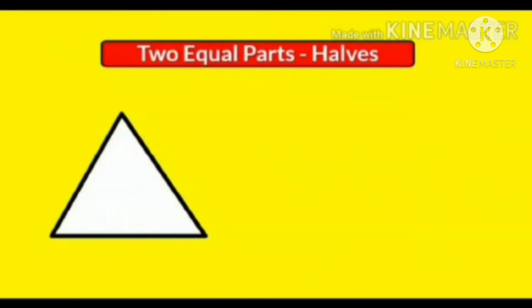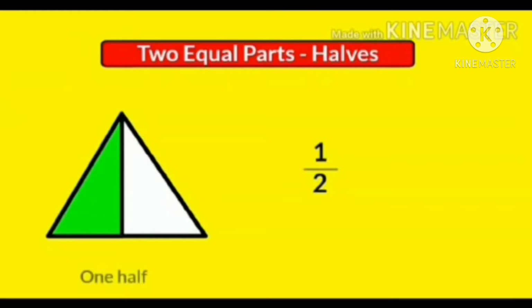Now we are going to learn about two equal parts or halves. When something is divided into two equal parts, we call them halves. One piece out of two total pieces is 1/2.